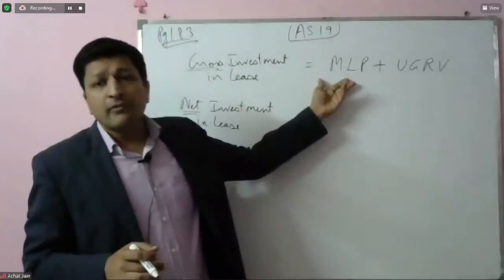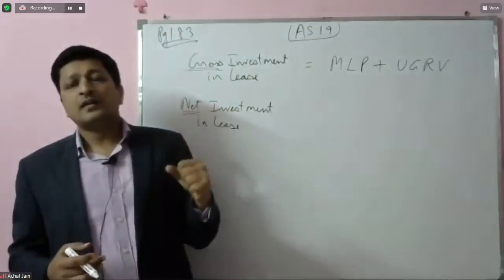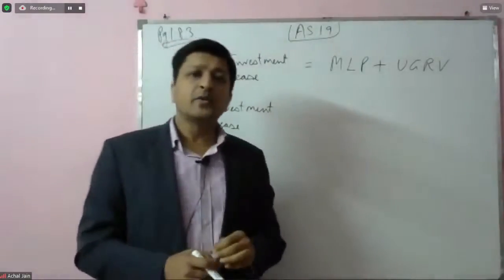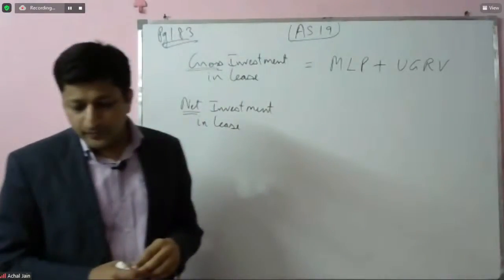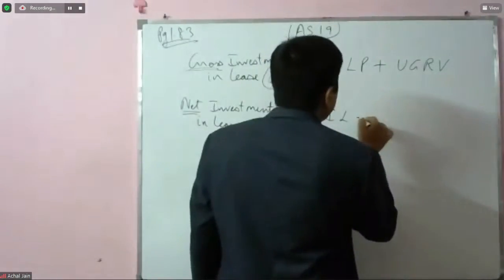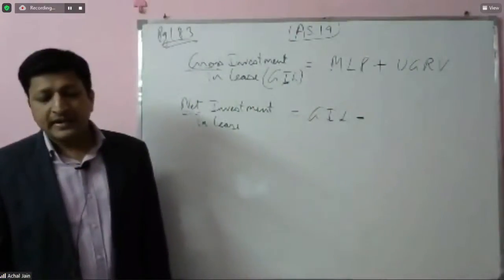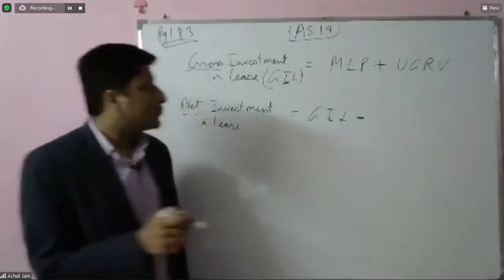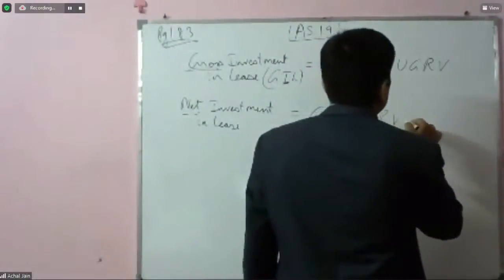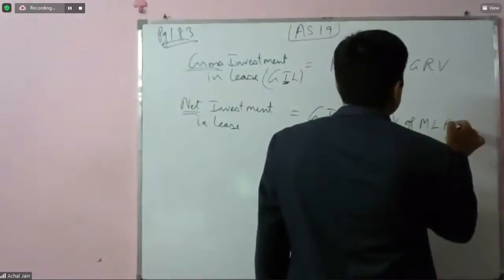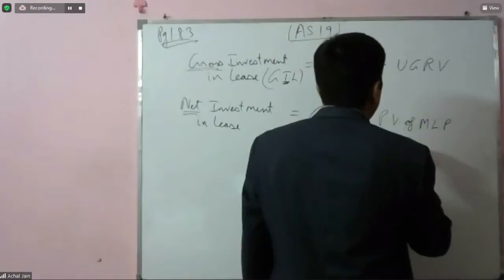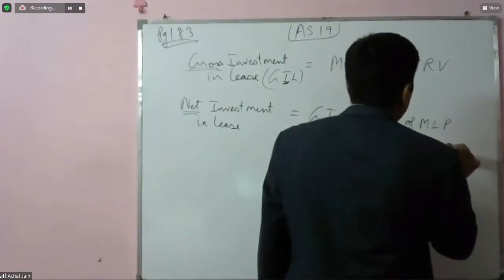So first of all, we look at the gross amount. Now we are looking at the net amount. In terms of net amount, what do we need to do? Very simply, from this gross amount, we need to reduce a couple of things: present value of MLP and present value of UGR.